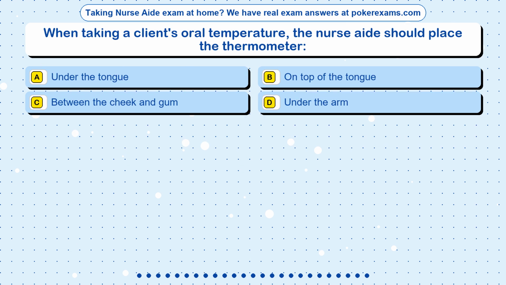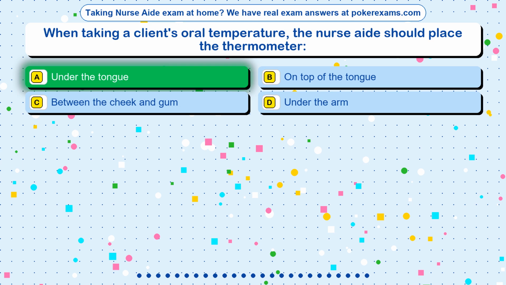Question 13. When taking a client's oral temperature, the nurse aide should place the thermometer. Option A. Under the tongue. Option B. On top of the tongue. Option C. Between the cheek and gum. Option D. Under the arm.